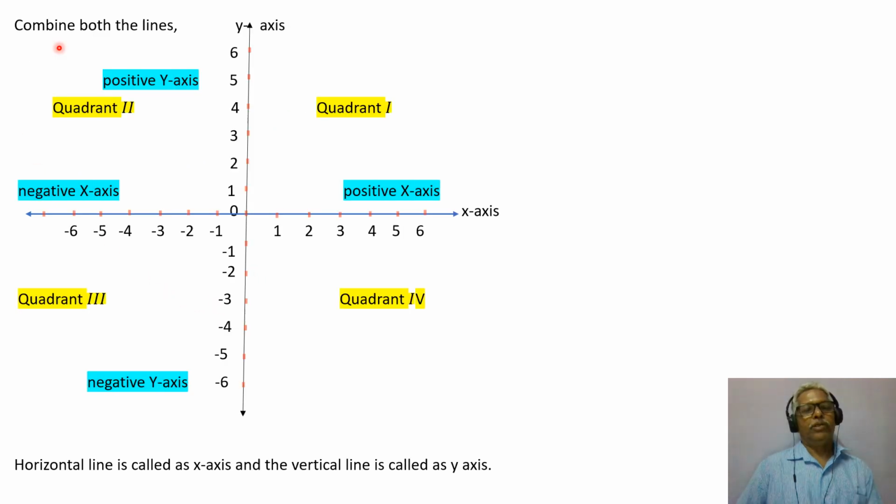Combine both these lines. This is the x-axis, this is the y-axis, and remember these positions. This is quadrant 1, quadrant 2, quadrant 3, quadrant 4, starting from here in the anti-clockwise direction. Now look at this: positive x, positive y, negative x, negative y. So the horizontal line is called the x-axis and the vertical line is called the y-axis. Then we will see some other properties of this as we go ahead in the study.